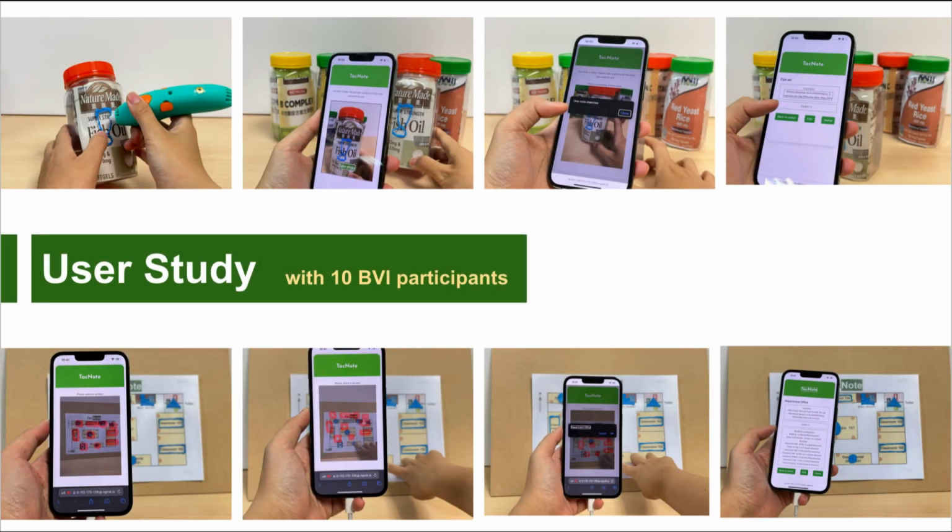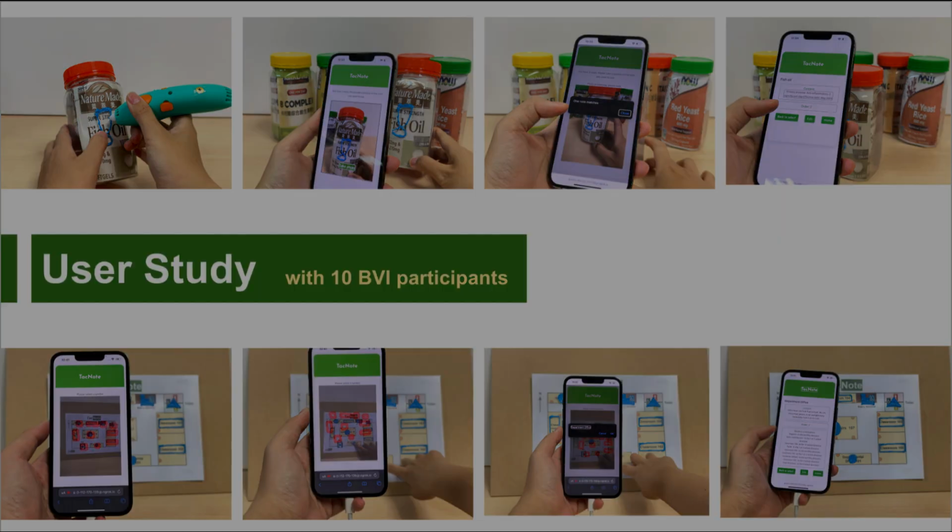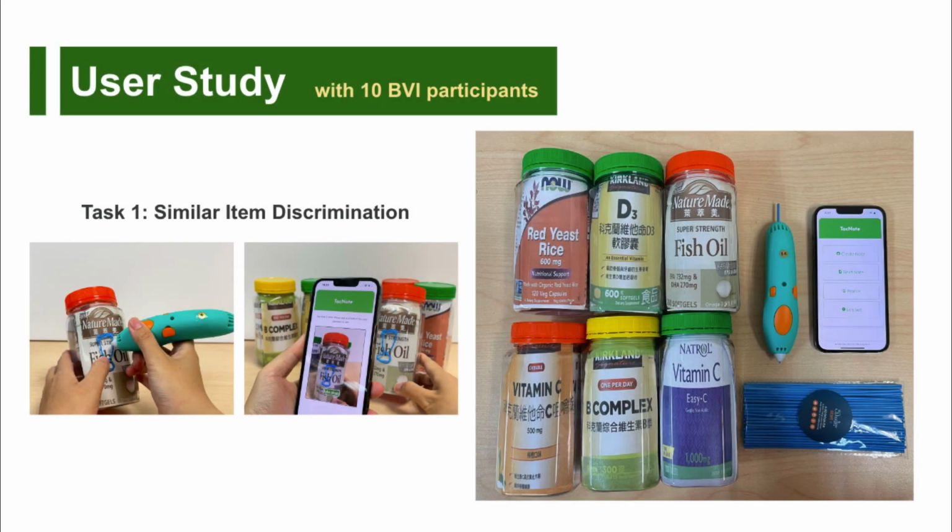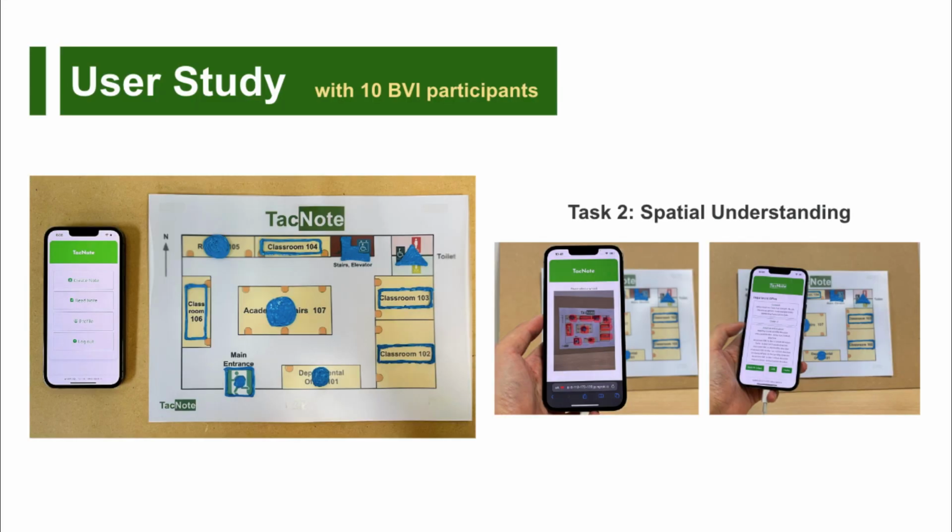To understand the usability of TacNote and whether TacNote improves how BVI people deal with their daily tasks, we performed a user study with 10 BVI participants. We devised 2 tasks, similar item discrimination and spatial understanding, for participants to experience. The first task requires participants to find the target vitamins and supplement items in 6 similar-sized plastic bottles. And the second task aimed to familiarize the participants with the spatial layout of a new campus.